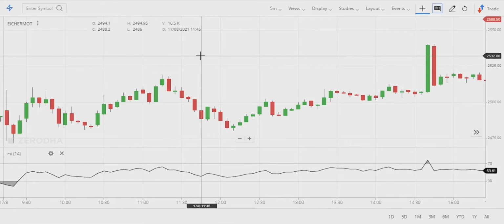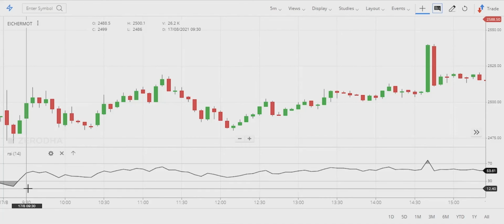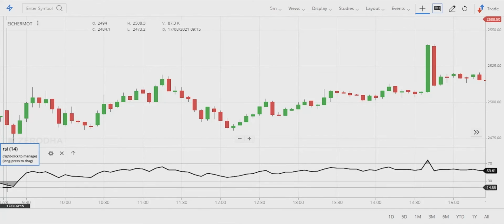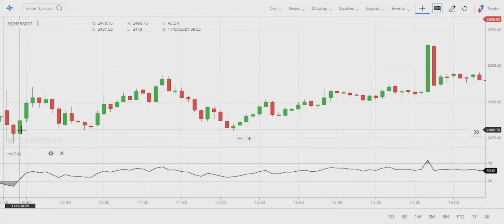If I have to give you another example of RSI, let's look at this chart of Eicher Motor. Here you can see the stock is in the oversold zone. So what do we do when the stock is oversold? We buy that stock. So when do we buy it? Whenever this index crosses 30 again. So here at this candle, this RSI is crossing 30. Let's say we will buy this stock at 2480 here.